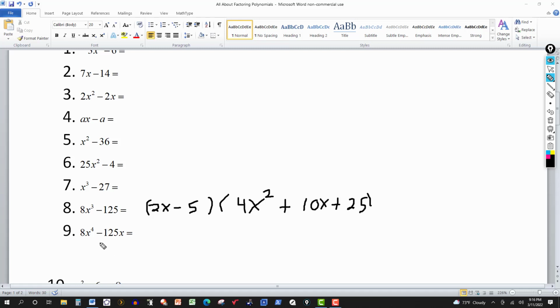Now the next one is very similar to number 8. But instead of 8x to the third, it's 8x to the fourth. Instead of just a minus 125, it's minus 125x. So here what you want to do is take out the x, the common factor. So what does that leave me with? That leaves me with 8x to the third minus 125.